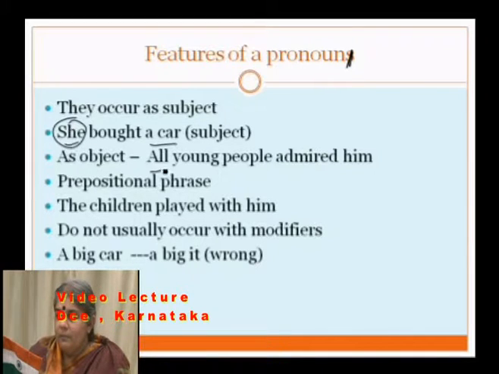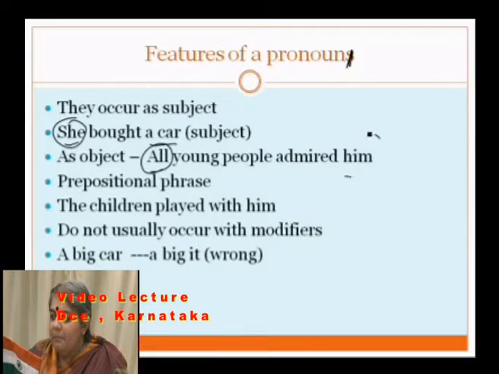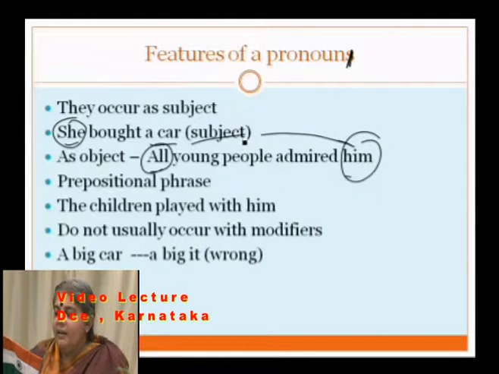Now, all young people admired him. They occur as what? Him. All young people admired him. They are occurring as what? An object, him. Third, they occur in a prepositional phrase also. The children played with him.